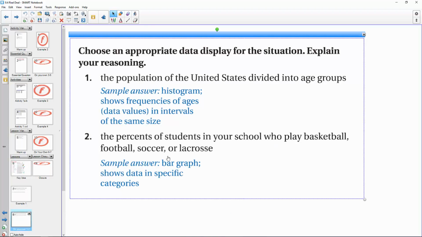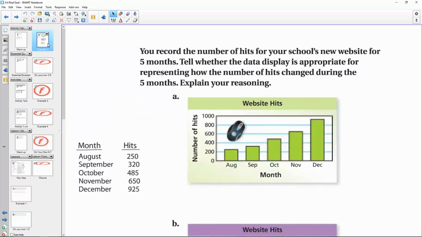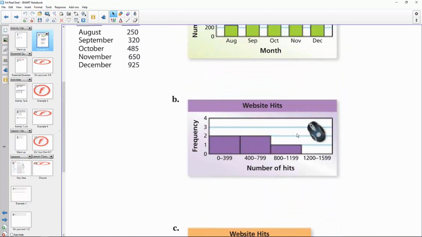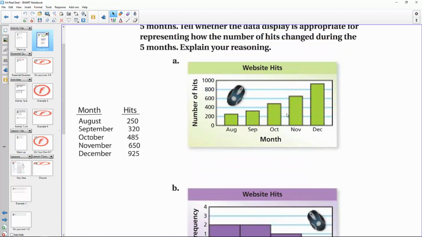Percent of students who play basketball. So it might be a circle chart or a bar graph. This here it says I have the number of hits for a school website in a 5-month period of time. So here's the data. Here are the different things to show that data, and I want to see if they're good representations. So here I have the months, I have the clicks.